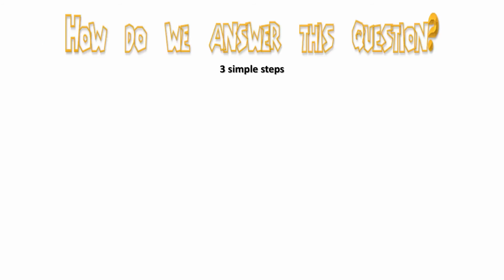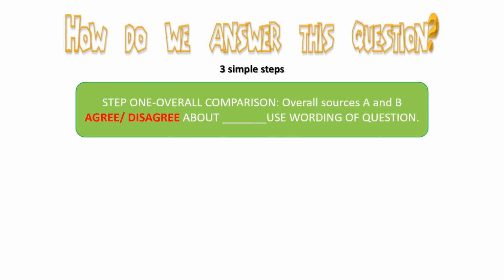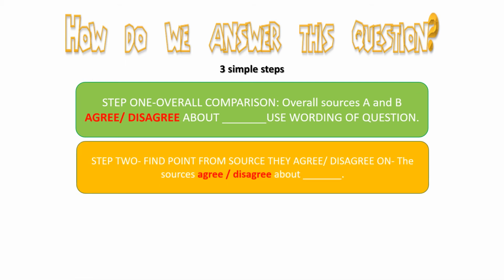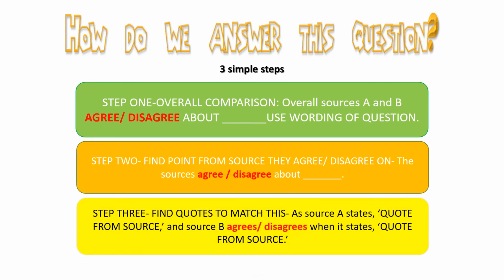And then the last type of question that you need to answer is a source comparison question. Now, how we answer this question is 3 simple steps. Firstly, you need to say if the sources agree or disagree with each other. So an overall comparison at the start. That is step number 1. Step number 2, you need to find the points from the source that they agree or disagree on. So you say the sources agree or disagree about. Then step number 3, you need to find the quotes to match this. So you then would say source A states, and source B agrees or disagrees when it states, and you can then quote again from the source.